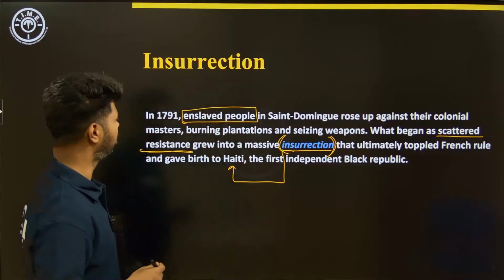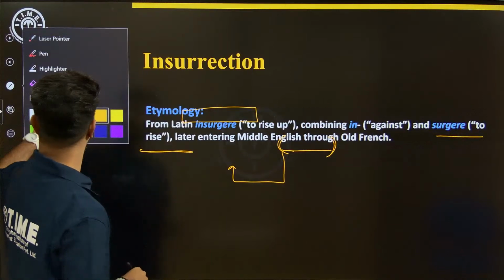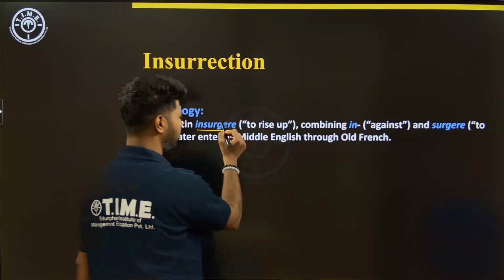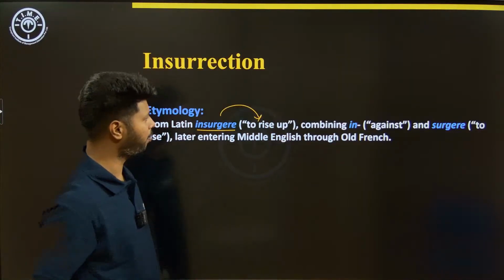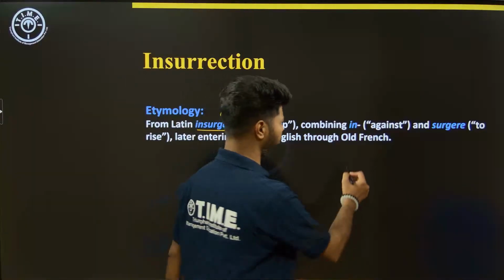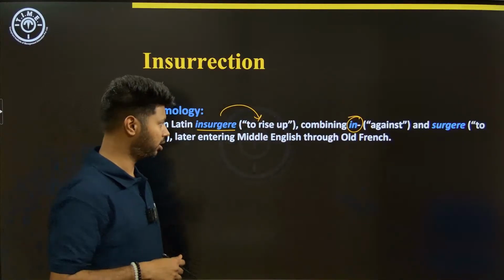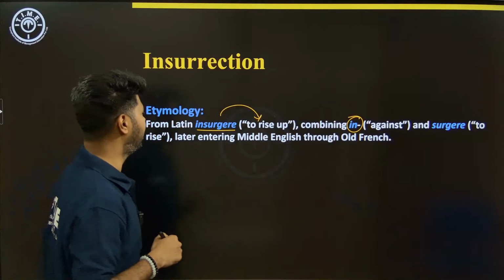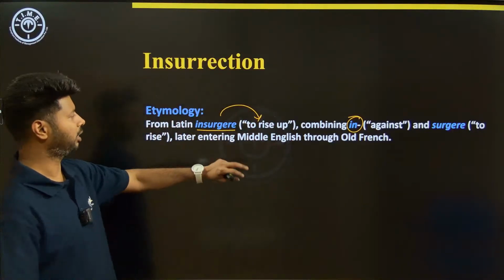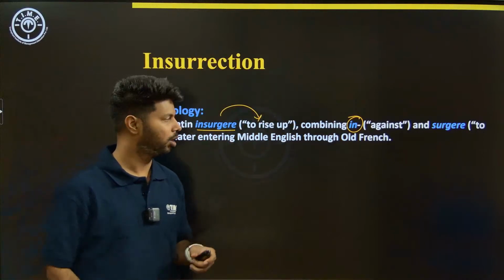Okay, let's take a look at the etymology. It comes from insurgere, which means to rise up, combining in, which means against. Again, this could be quite important. In meaning against, and surgere, to rise, rise against, therefore later entering Middle English through Old French. So from Latin, the word goes to Old French, and from Old French, it finally goes to Middle English.